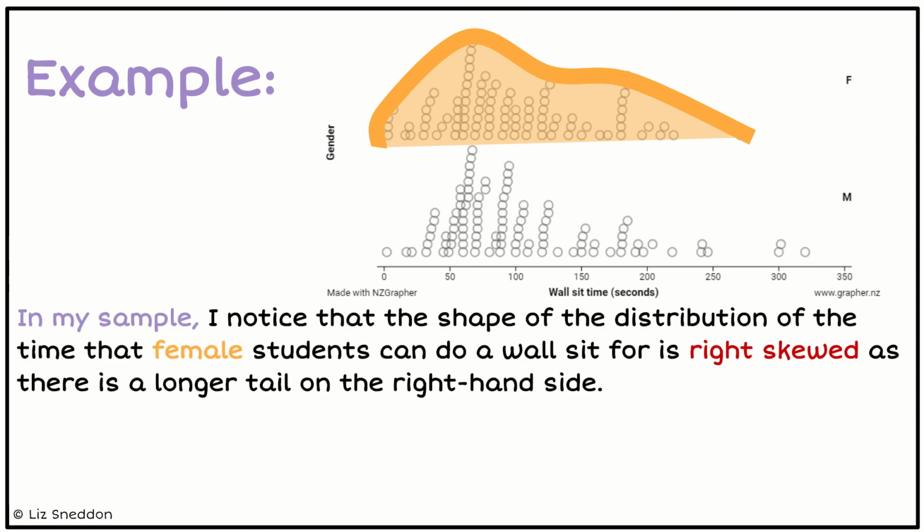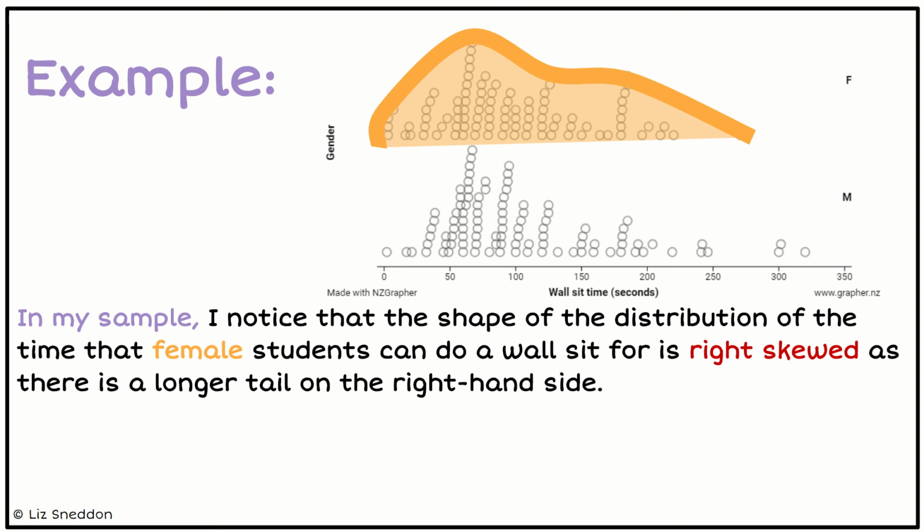In my sample, I noticed the shape of the distribution of the time that female students can do a wall sit for is right skewed, because there's a longer tail on the right hand side. So notice I refer to the group, the female students, and I refer to the distribution of time that they do a wall sit for. So I'm referring to the numeric variable.